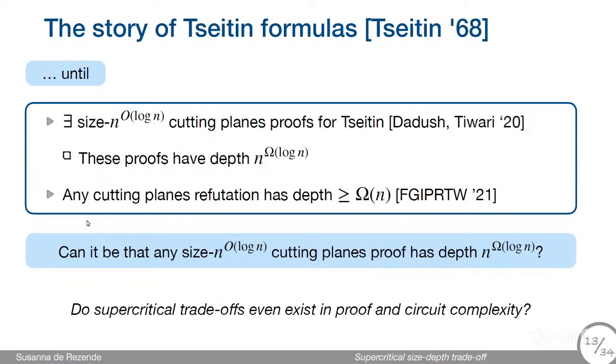So the question we're interested in here is, do supercritical trade-offs actually exist in proof and circuit complexity? Do these appear at all? If we expect them to be, or conjecture them to be true for perfect matching or for Satan, a first question is, are they true for any function, for any formula?